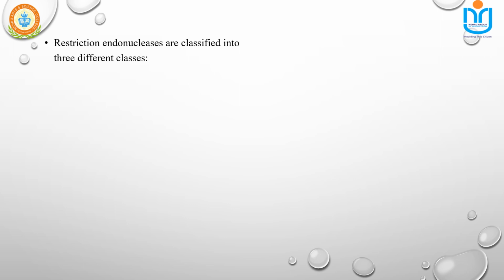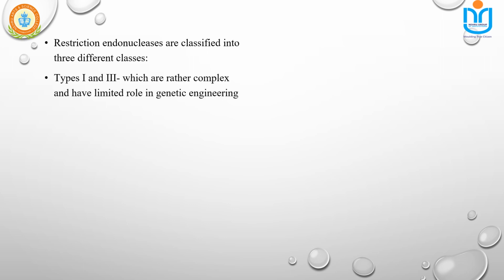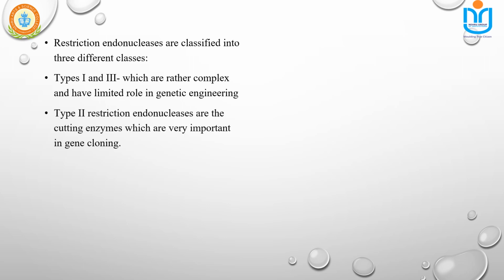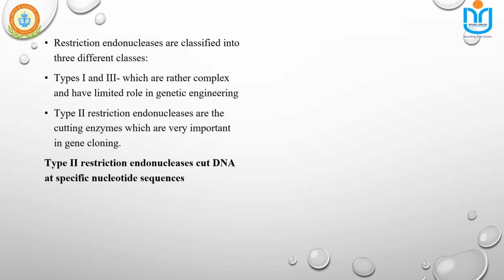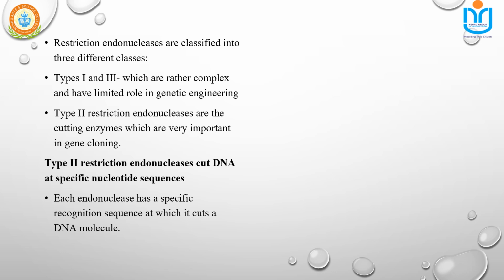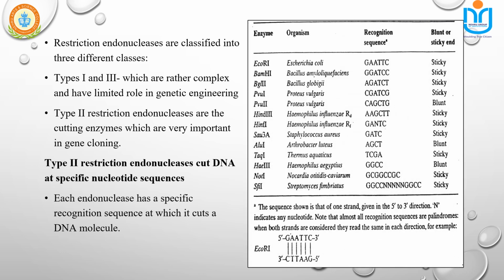Restriction endonucleases are classified into three different classes. Types 1 and 3 are rather complex and have a limited role in genetic engineering. Type 2 restriction endonucleases are the cutting enzymes which are very important in gene cloning. Type 2 restriction endonucleases cut DNA at specific nucleotide sequences. Each endonuclease has a specific recognition sequence at which it cuts a DNA molecule. The figure shows the restriction enzymes and their recognition sequences.